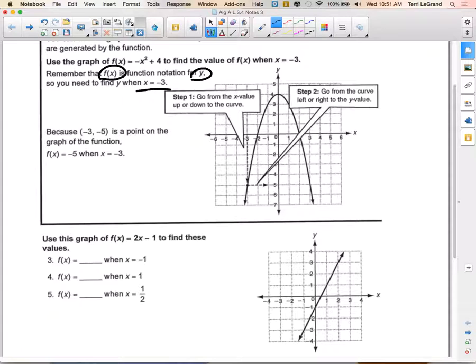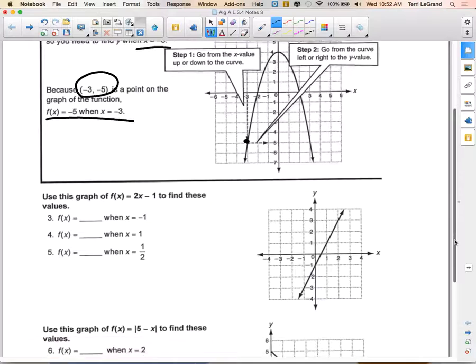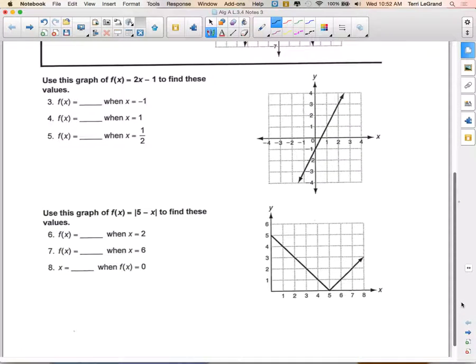So what did they do? They went to -3 on the x-axis, followed it down to the graph, and said, okay, here's where the point is that has an x value of -3. What is its y value? It is -5. So f of x equals -5 when x equals -3. So that's how we're going to identify. We're going to identify them as ordered pairs like that. Okay? So let's just go practice a couple of these.